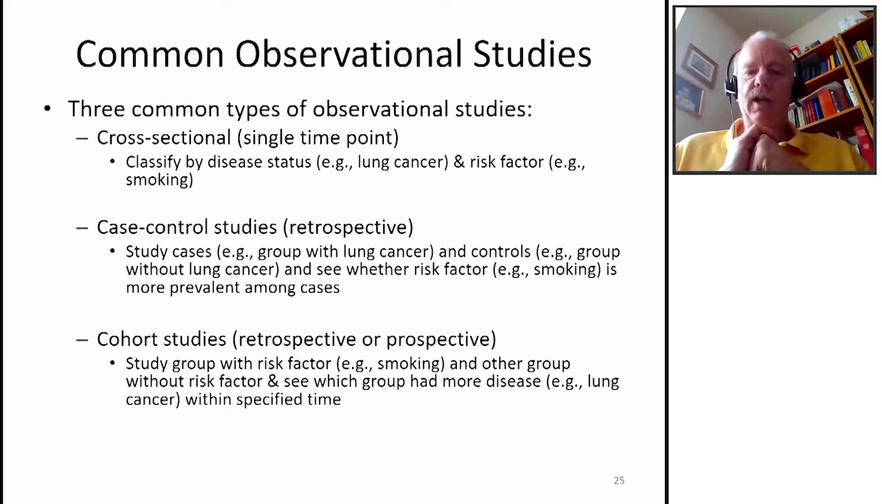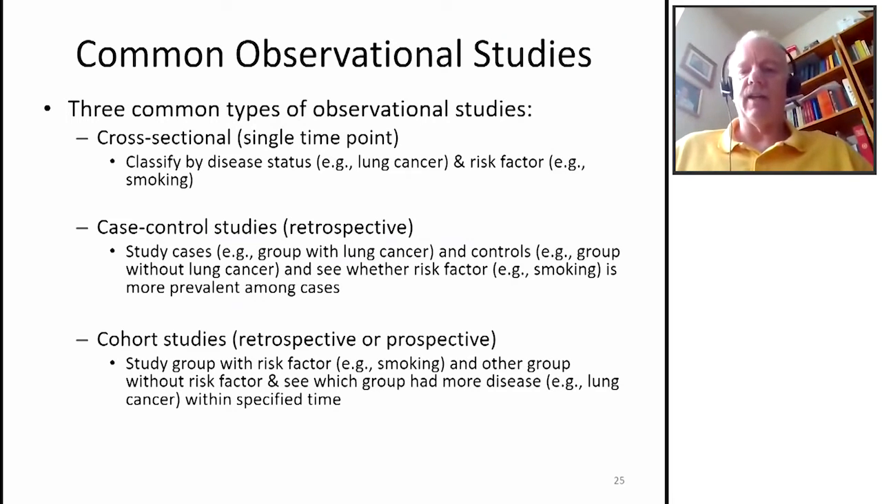Now, what are the common observational studies? They're cross-sectional designs where at a single time point you ask people whether they have a disease, let's say it's lung cancer, and whether they engage in a risk factor, for example, smoking. So you just find out for each person, do you have lung cancer? Do you smoke? And then you just see if there's an association between those two.